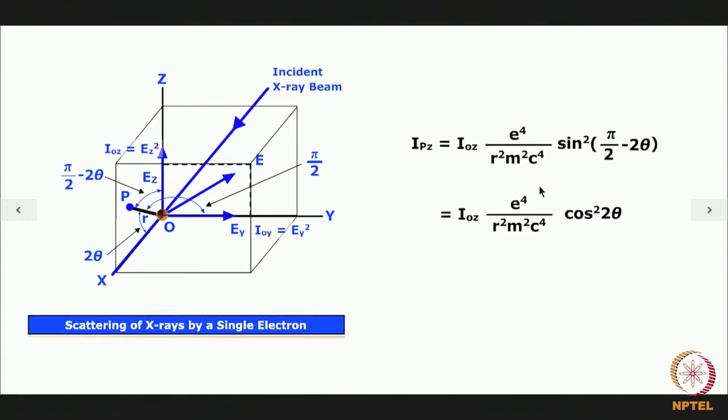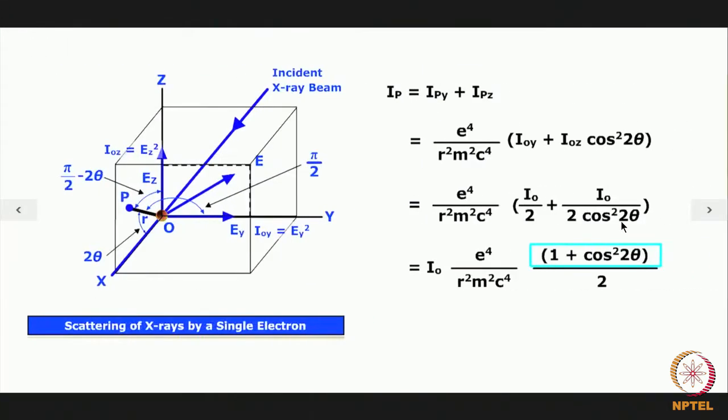Now, what will be the intensity of the scattered radiation by the electron at the point P due to the z component of the electric vector? It will be I o z into e to the power 4 by r square m square c 4 sine square pi by 2 minus 2 theta. So, it will be I o z e to the power 4 by r square m square c 4, the whole thing into cosine square 2 theta.